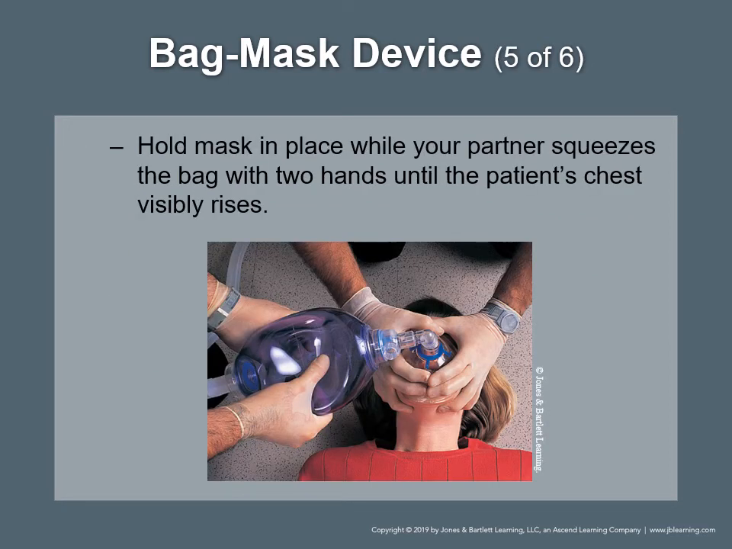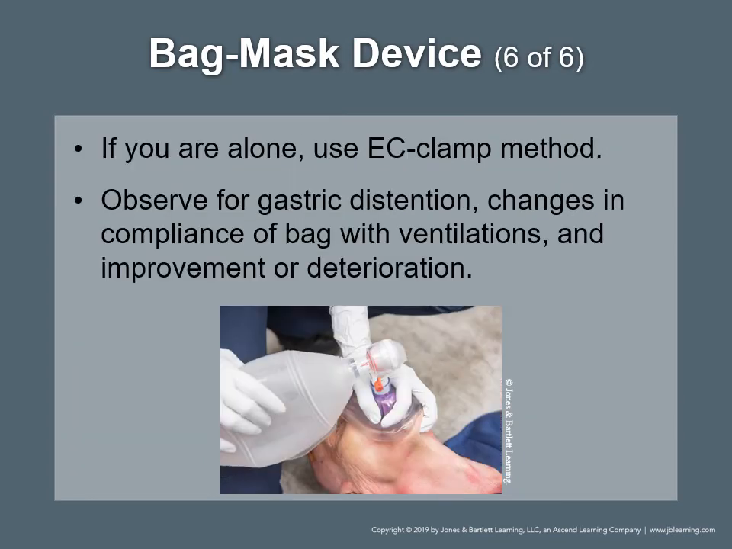Hold the mask in place while your partner squeezes the bag with 2 hands until the patient's chest visibly rises. If you are alone, place your thumb and index finger as high up on the mask as you can to form a C. Maintain the airway by lifting the bony prominence of the chin with your remaining fingers to form an E. This is the EC clamp method.